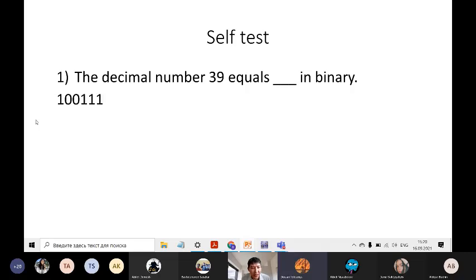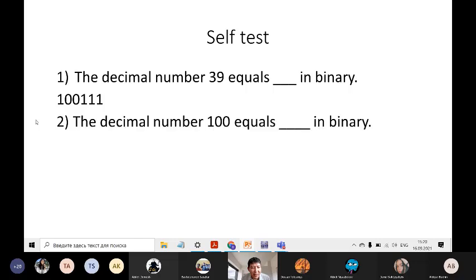100111. Great. Okay. Next, the decimal number 100 equals what in binary? But I think you can just say it. It's easy, right? It's decimal number 100, not binary. 1100100. Of course, it should be in binary.